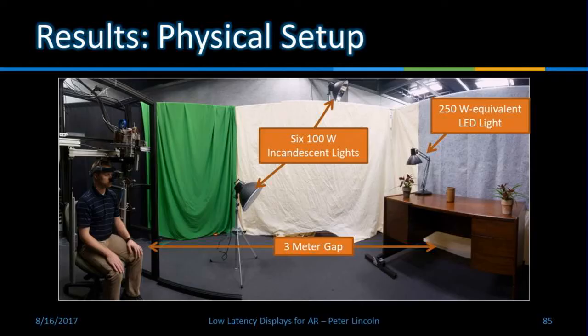So for this particular example, the desk that we're going to show some virtual objects on is about 3 meters away. We've got a series of light sources around the room, including a very bright LED. 16-bit per channel. Per channel. So 48 bits. Yes. And that's for the lamp that you're going to see in the room, a 250 watt equivalent LED light that was driven by a DC power source, so it actually was even higher watt equivalency.